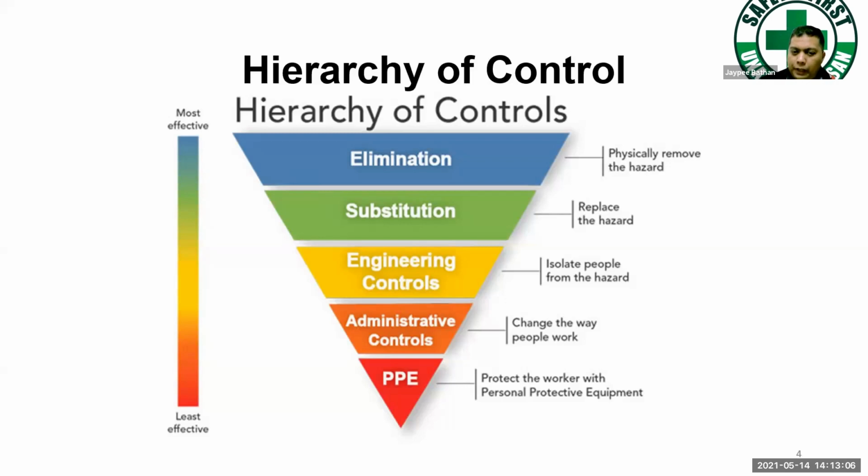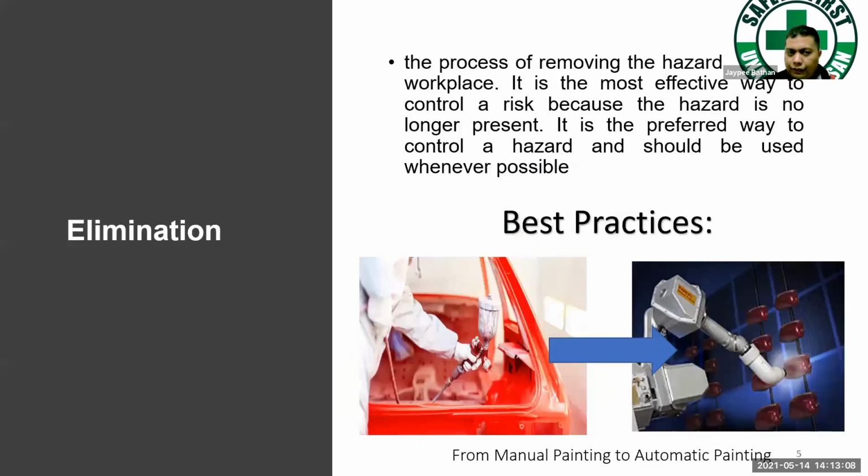First of all, elimination. What is elimination? It's a process of removing the hazard. It is removed from the workplace. It is the most effective way to control a risk because the hazard is no longer present. It is the preferred way to control a hazard and should be used whenever it's possible.